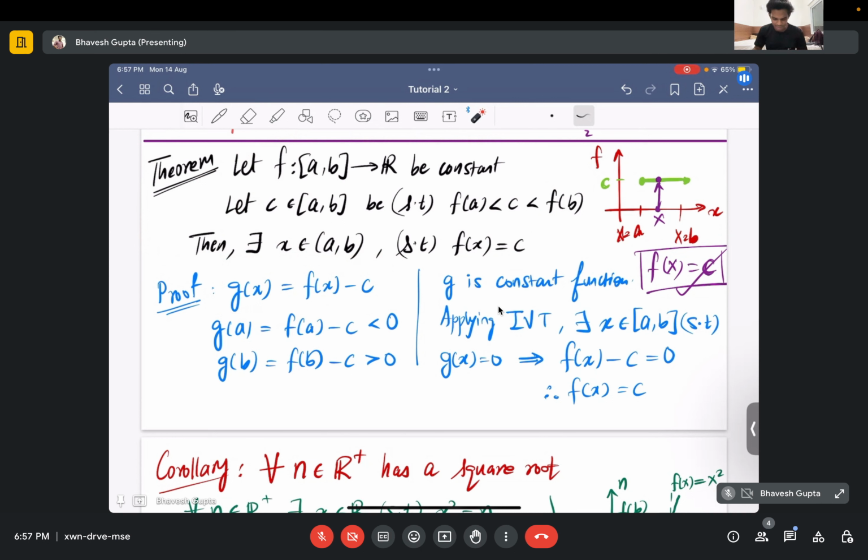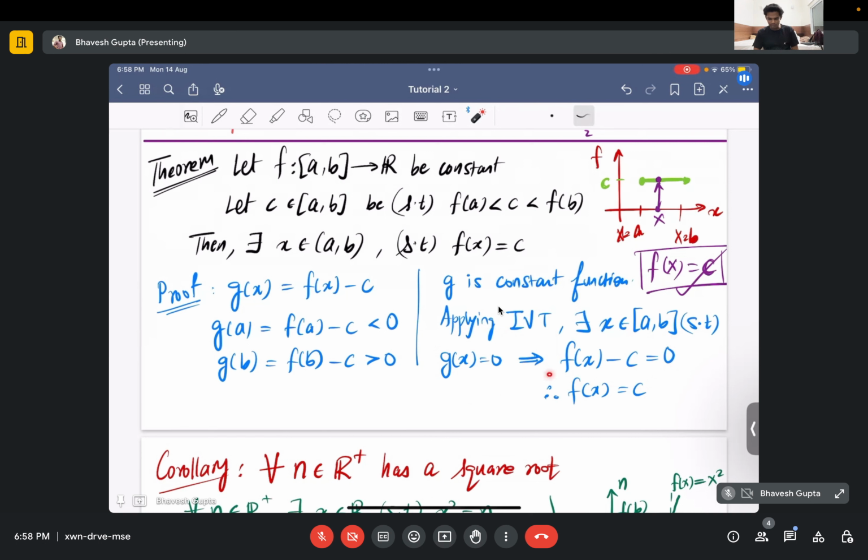So what do I see? This g function has a negative value for a given a, right? But for the given b, this function has a positive value. That means there exists, just by using the idea of the intermediate value theorem, I can claim that there exists a root, right, for which this function has zero value. And if g of x is zero for a given input, that means there exists a given input for which this difference is zero.